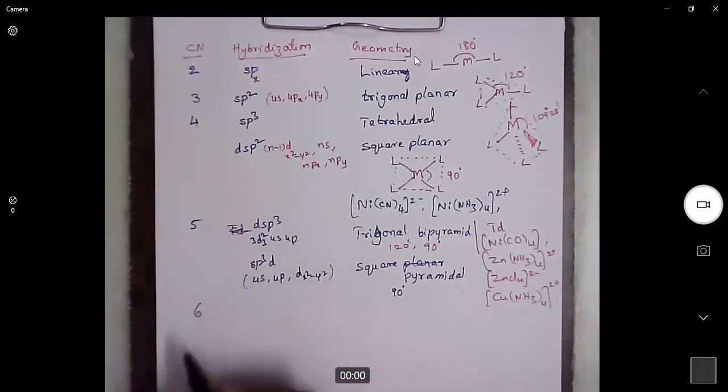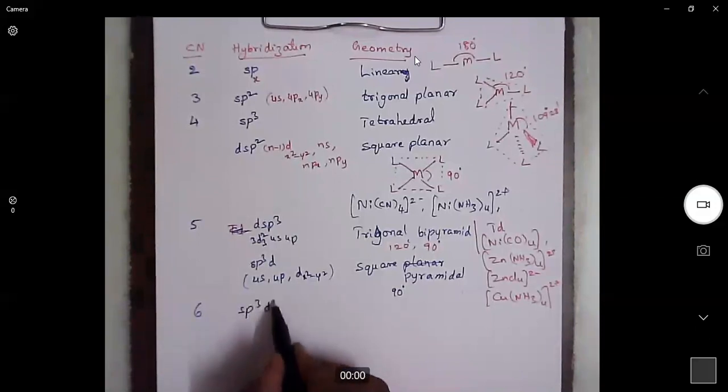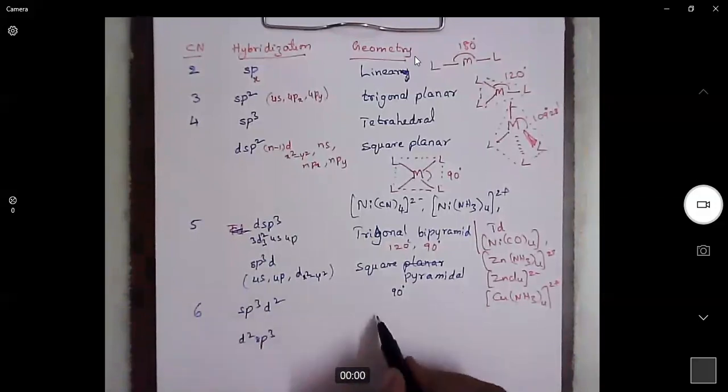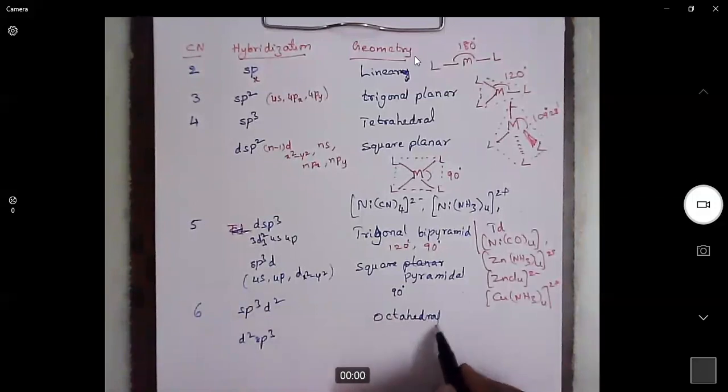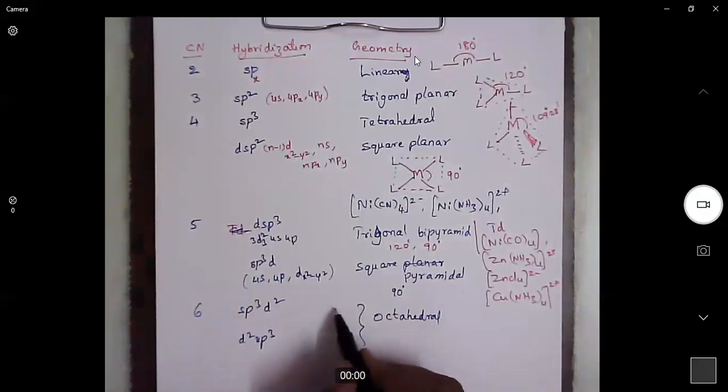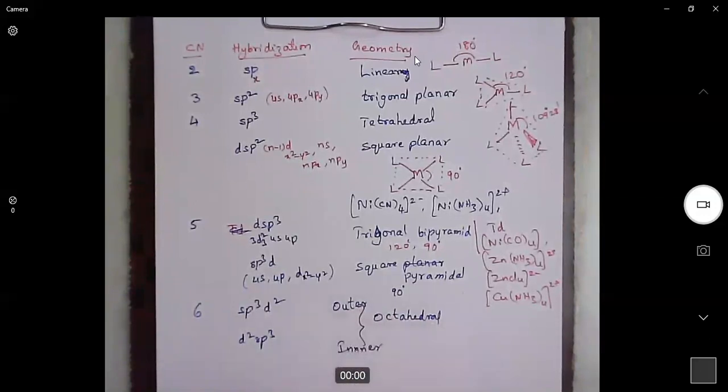If the coordination number is 6, there are two possibilities, sp3d2 and d2sp3. Of course, the shape is the same, octahedral geometry only, but one is called outer orbital complex, and the other one is called inner orbital complex.